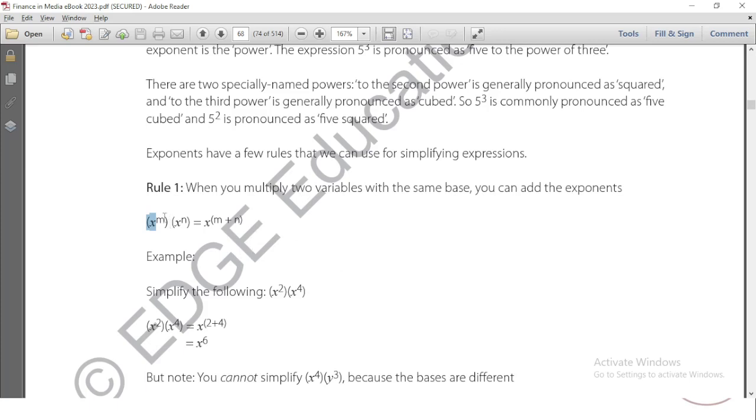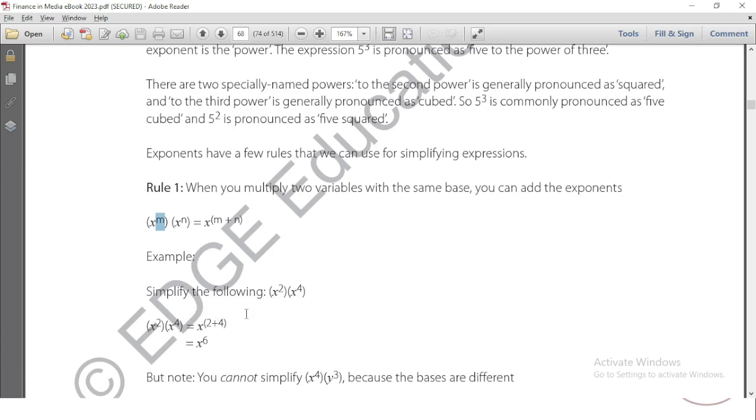The information that you are seeing here, we call it to the power of, it's an exponent. So m is referred to as an exponent, and when we read it out loud, we say x to the power of m. I believe you're already familiar with that terminology. Then if the base is the same, we say x to the power of 2 multiplied by x to the power of 4.